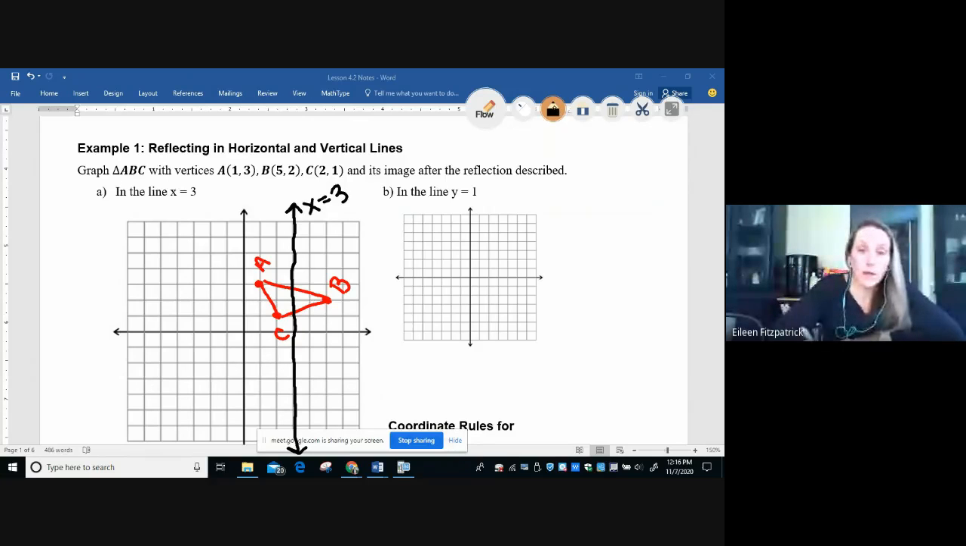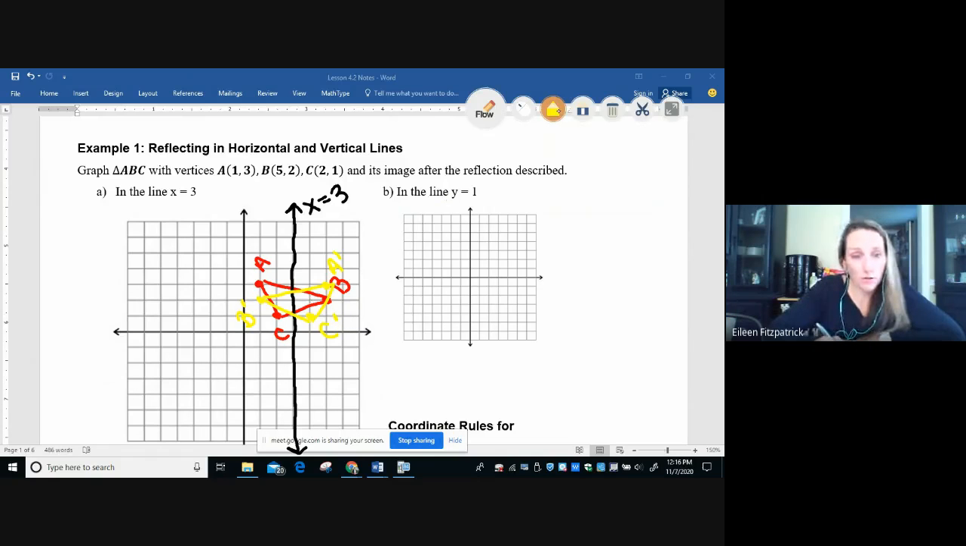The easiest way to reflect a figure over a line of reflection is to reflect each point individually first. So C is 1 unit to the left of the line of reflection, so C prime is going to be 1 unit to the right of the line of reflection. A is 2 units to the left, so A prime is going to be 2 units to the right. And B is 2 units to the right, so B prime is going to be 2 units to the left of the line of reflection. And that is how simple it is to reflect a figure over a line of reflection.